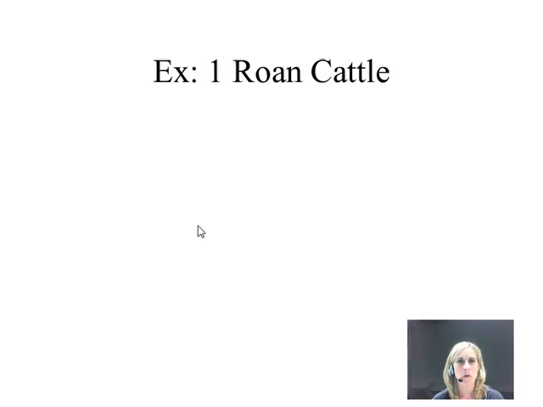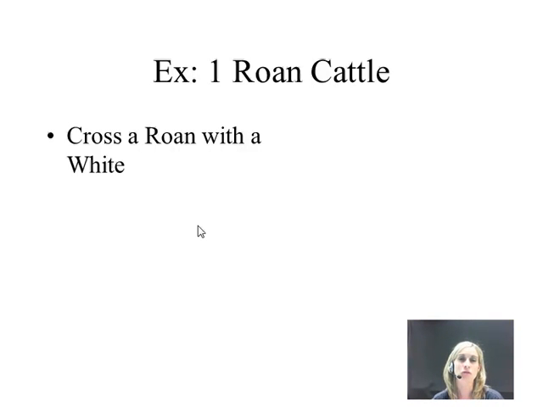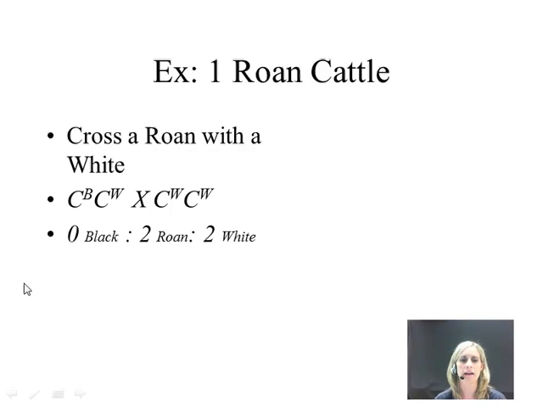So at this point, I'm expecting you went ahead and crossed your roan with a white. And what it ended up looking like was this: 0 black, 2 roan, and 2 white for a phenotype ratio. The thing is, that would be your genotype ratio too. Because no matter what, this parent is going to give a CW. So you're not going to get any CBs.